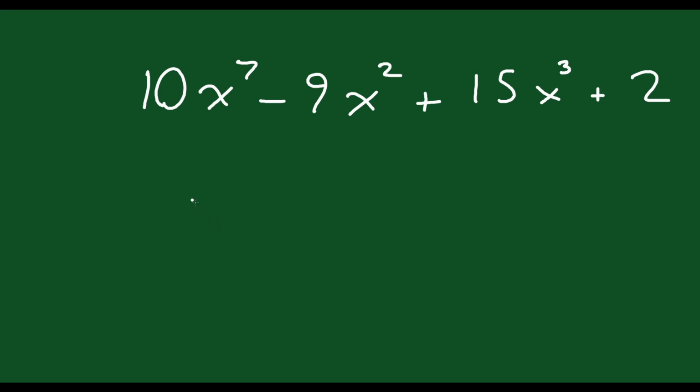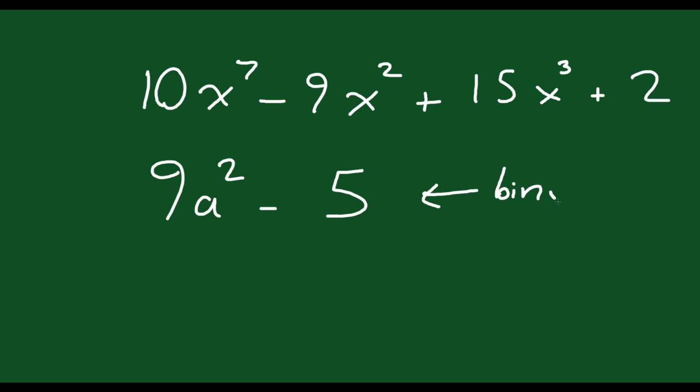Another example would be something like 9a squared minus 5. And this is actually a special type of polynomial, which you would call a binomial. It's called binomial because bi meaning two, like a bicycle, right? And you have two terms.